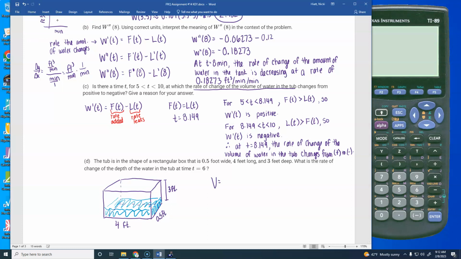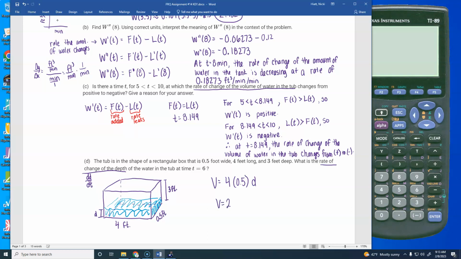So, the volume of that water, not of the whole tub, but of the water, is going to be 4 times 0.5 times, I'm going to call the depth D there. So it's asking for the rate of change of the depth. What is that asking for? Like what symbol are we looking for? dD/dt.